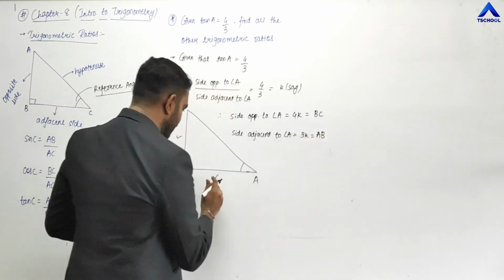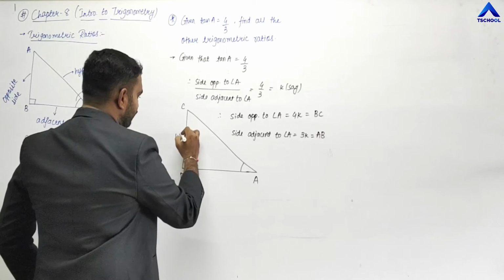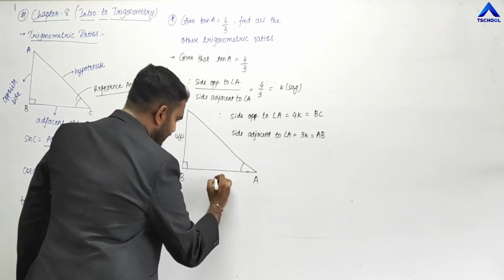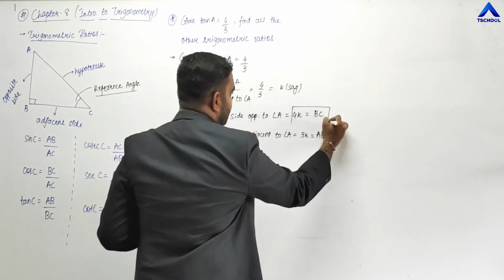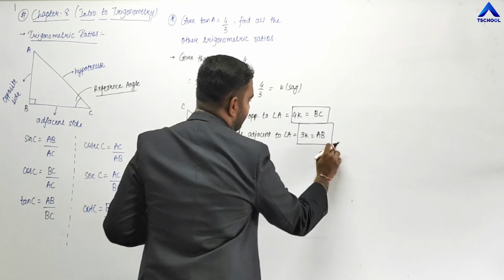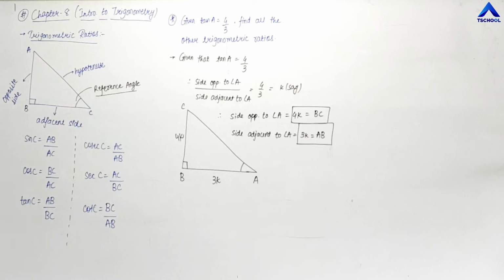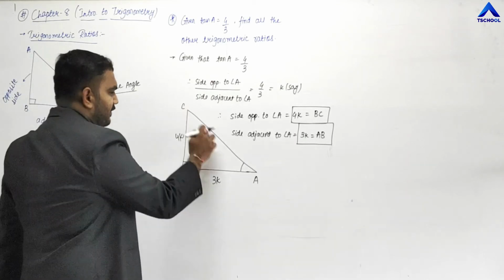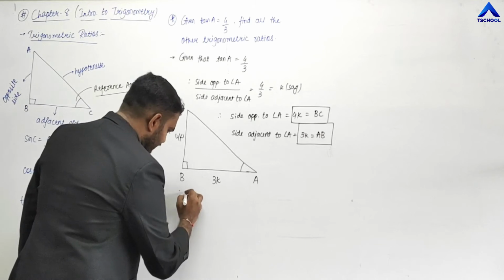Yes or no? So we got both the sides: BC as 4K and AB as 3K. Is this clear or not, friends? This AB and BC we have written from the figure, that is BC equals 4K and AB equals 3K. Is this thing clear? Now, to find out the remaining ratios, first of all we will require the third side, and that is the hypotenuse.